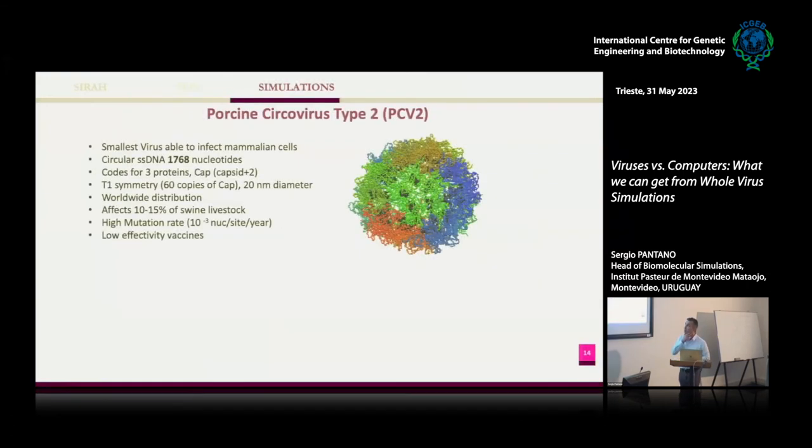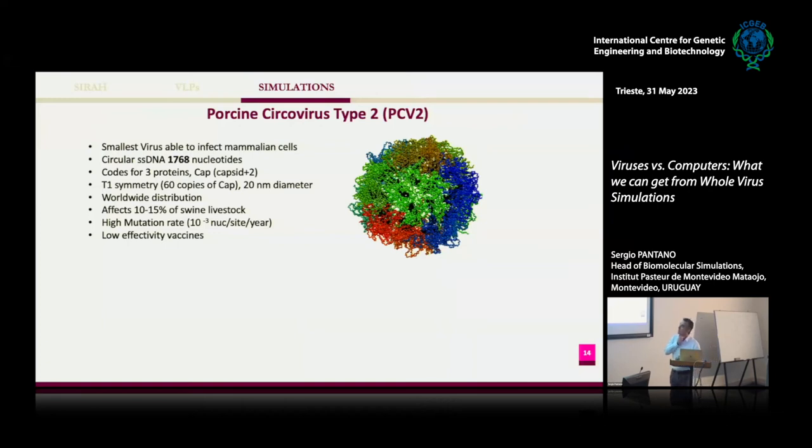I will start with the simplest one that we have. It's a porcine circovirus, type 2, which infects pigs. The circovirus family is the smallest virus family that is able to infect mammals. It's a circular single-stranded DNA with a very small genome.